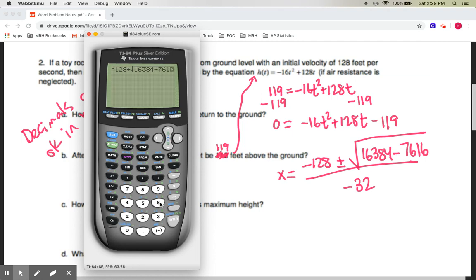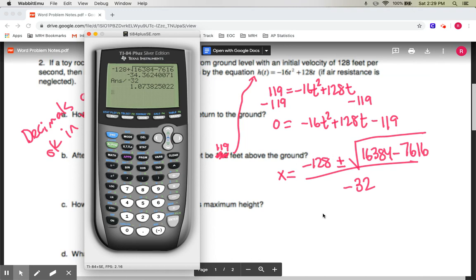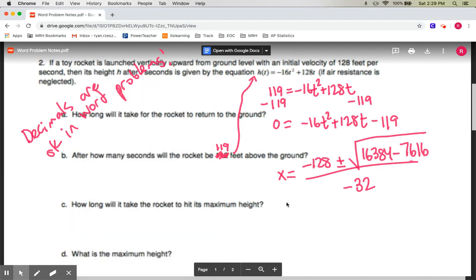After I type in the top, I have to remember to hit enter before I divide. If you don't, it will mess it up. So I hit enter, and then I divide by negative 32. So my first answer is 1.07. And I'm going to write that down real fast. So I got t equals, no more work needed, just t equals 1.07.